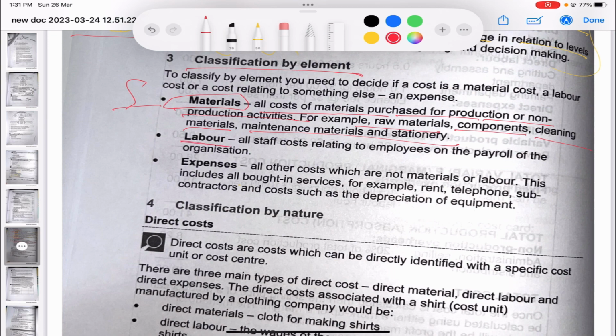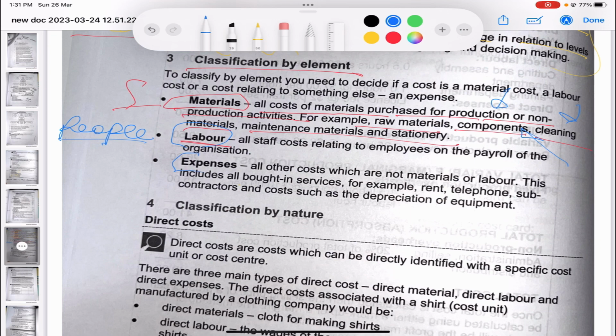Now let's talk about what labor is. So material costs, all the costs which are involved in the material items are known as the material cost. What are labor costs? Labor always refers to people. Alright. So the staff, the people, the employees. So all the staff costs relating to the employees on the payroll of the organization, those costs are always referred to as labor costs.